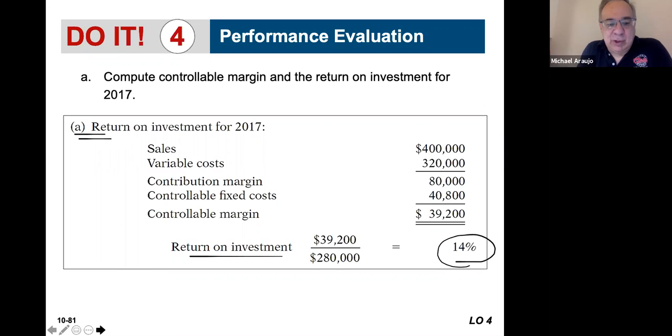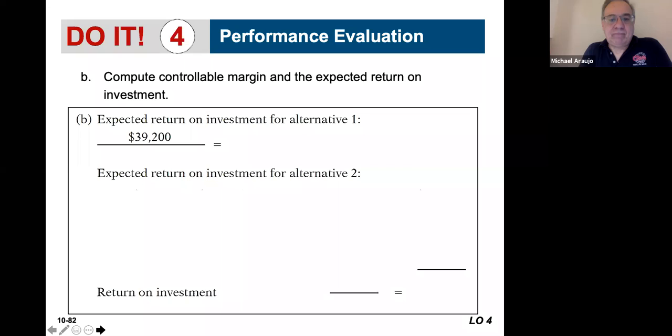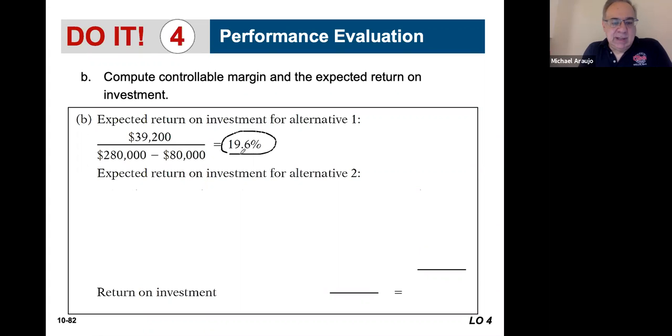But what if we made those changes? If we actually reduced our average operating assets by $80,000, that would increase our return on investment to 19.6%, because you'd have 39,200 divided by 200,000. So that would be significantly higher.